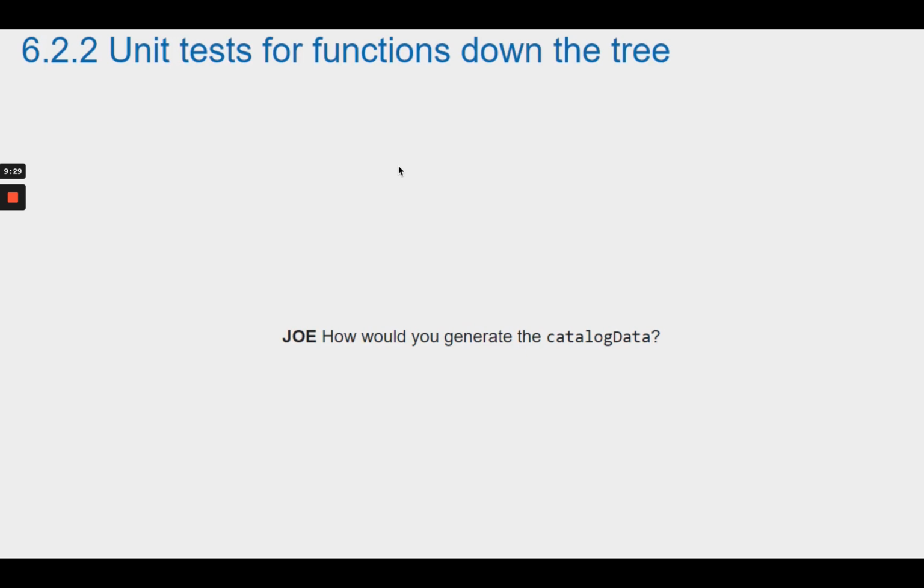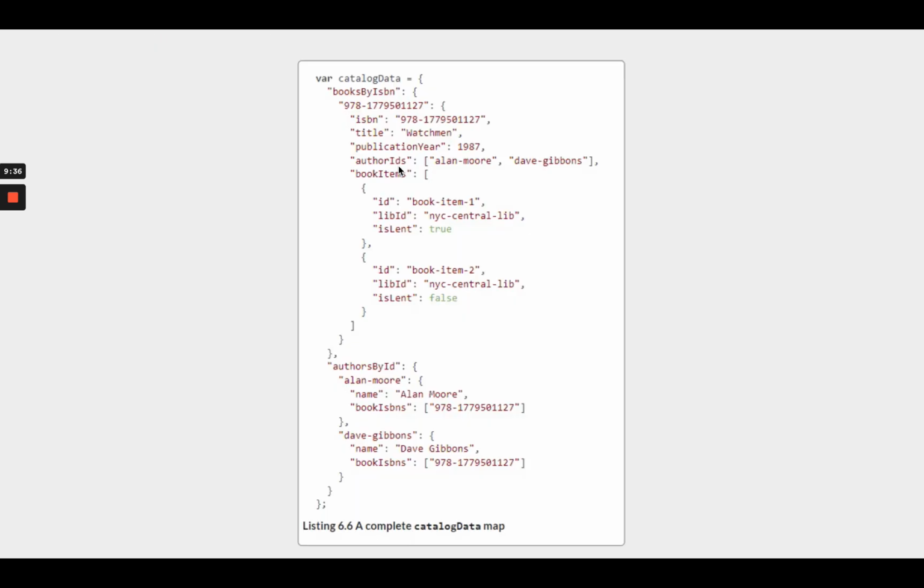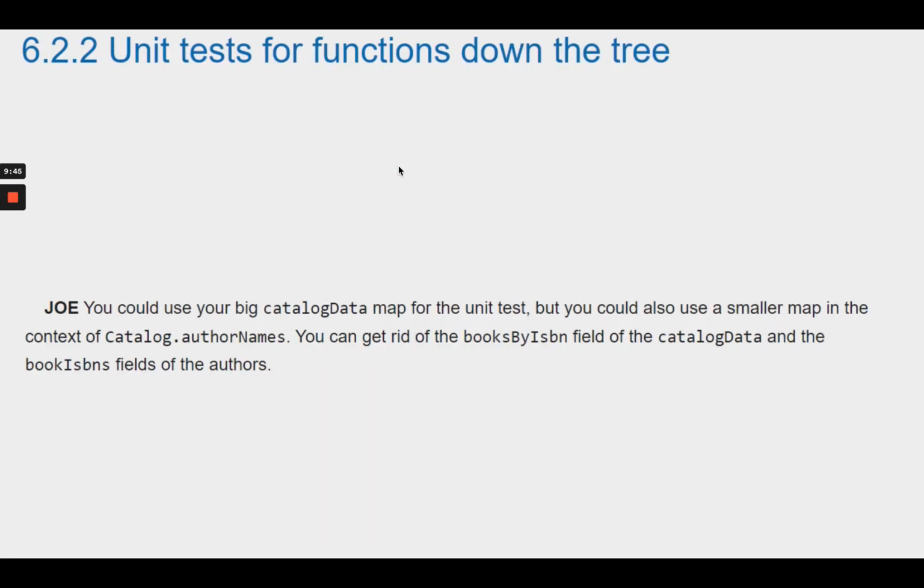Joe: How would you generate the catalog data? Theo: Exactly as we generated it before. Turning to his laptop, Theo writes the code for catalog data. He shows it to Joe. Joe: You could use your big catalog data map for the unit test, but you could also use a smaller map in the context of catalog.authorNames. You can get rid of the Books by ISBN field of the catalog data and the Book ISBNs field of the authors.